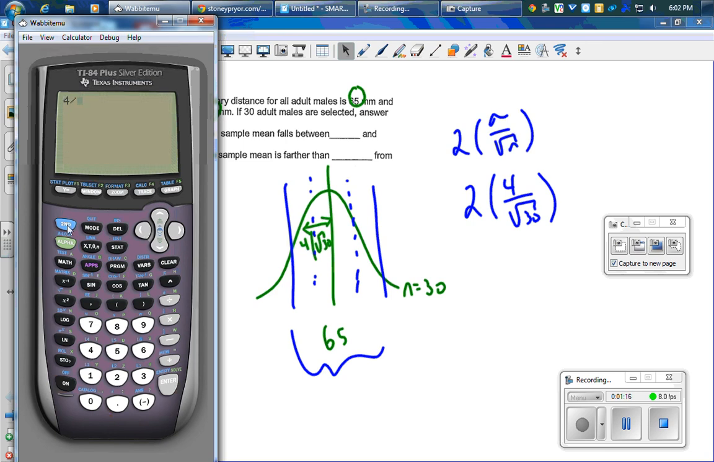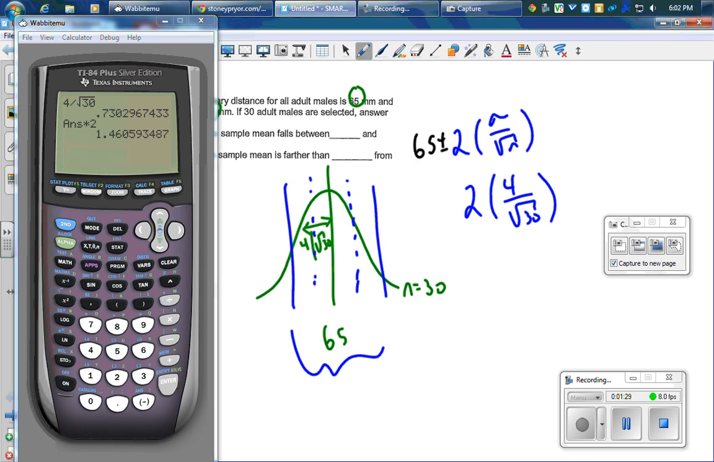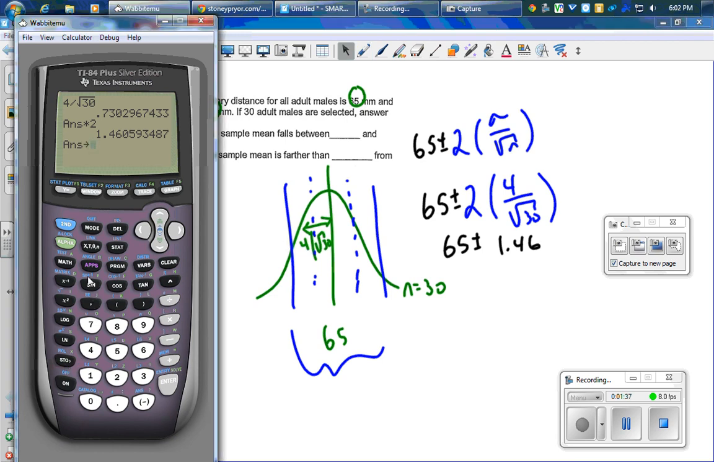4 divided by the square root of 30. There's 1 standard deviation. There's 2 standard deviations. So I need to go now 65 plus or minus that. So I'll stow it into x and go 65 minus that and 65 plus that.